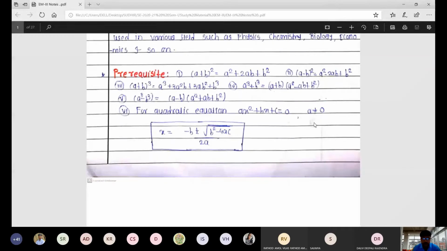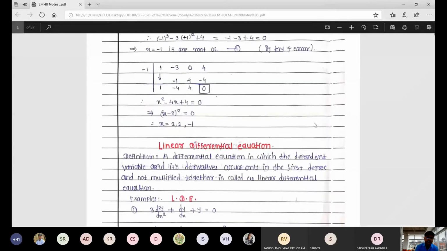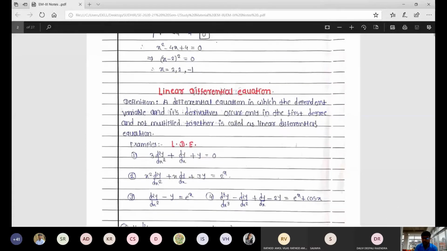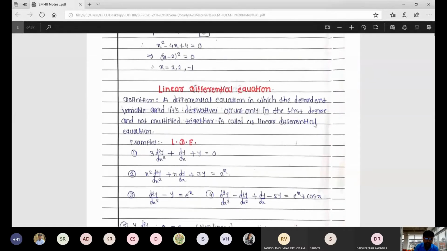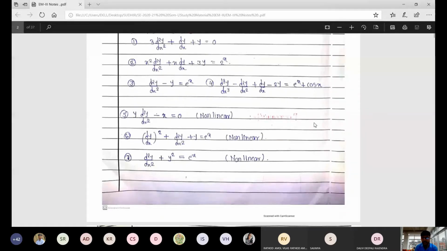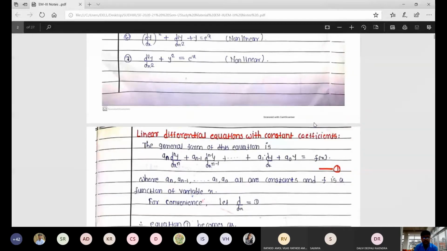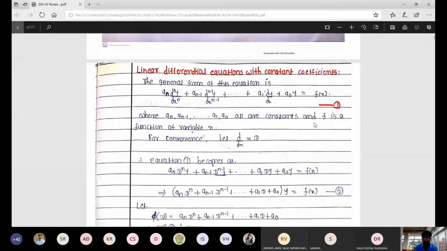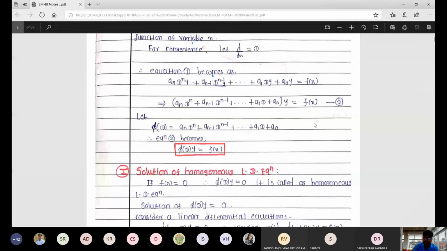So last time we had gone through some prerequisites, synthetic division, and thereafter we studied linear differential equations. What do you mean by a linear differential equation? It is the definition, some examples, and non-linear. What is the difference between linear and non-linear differential equations? We have gone through it, and after that we studied one very short notation for denoting a linear differential equation with constant coefficients. That is phi of D. Here you can see phi of D times y is equal to f of x.